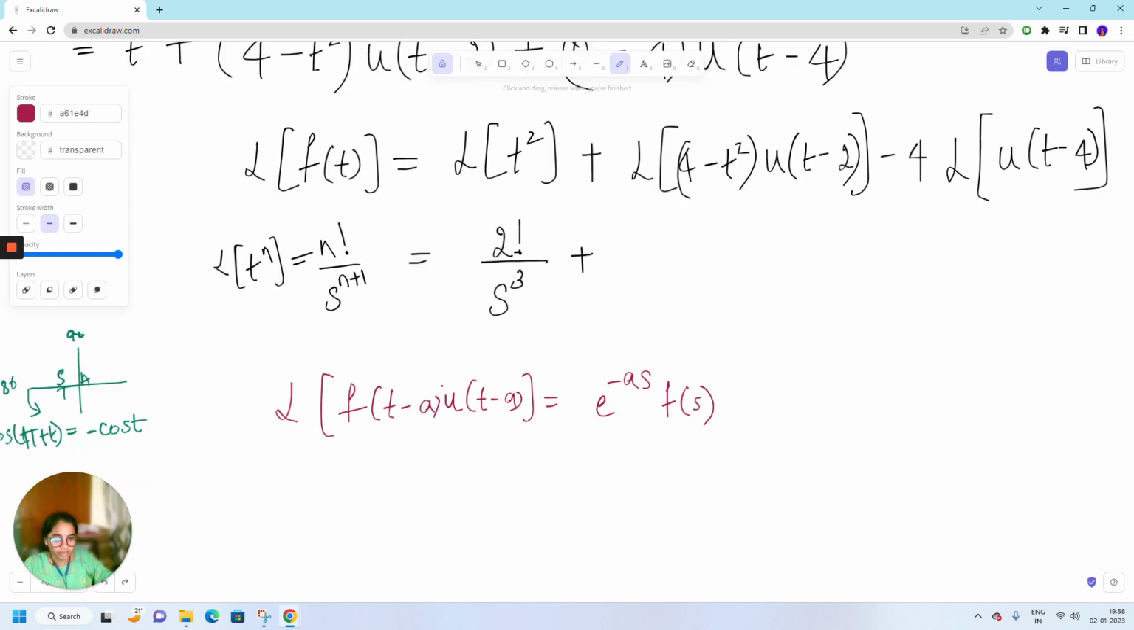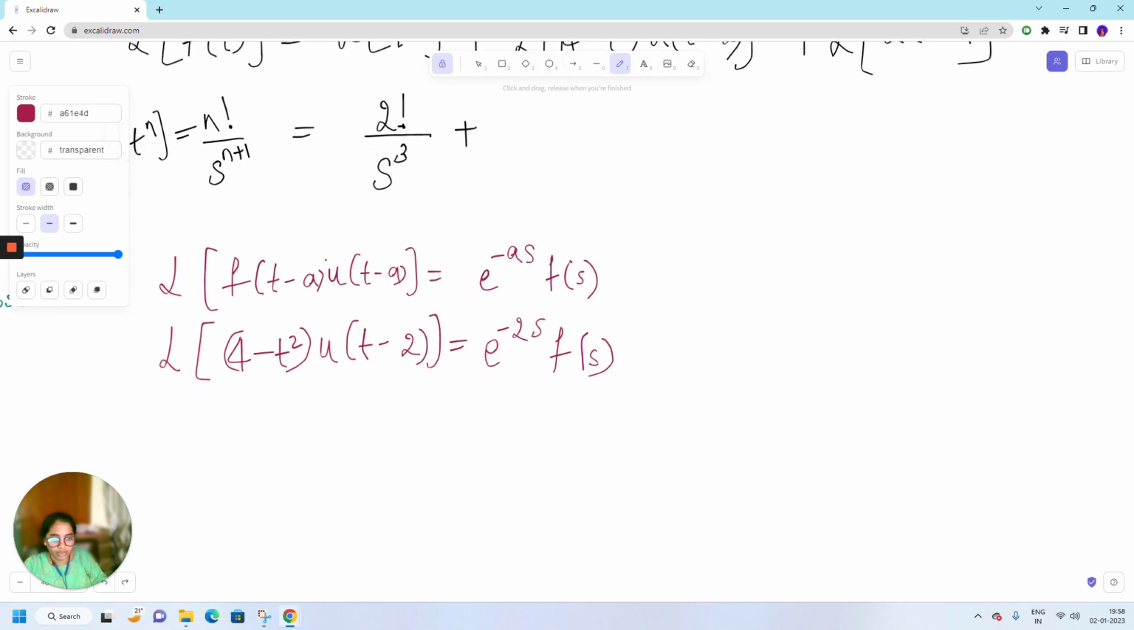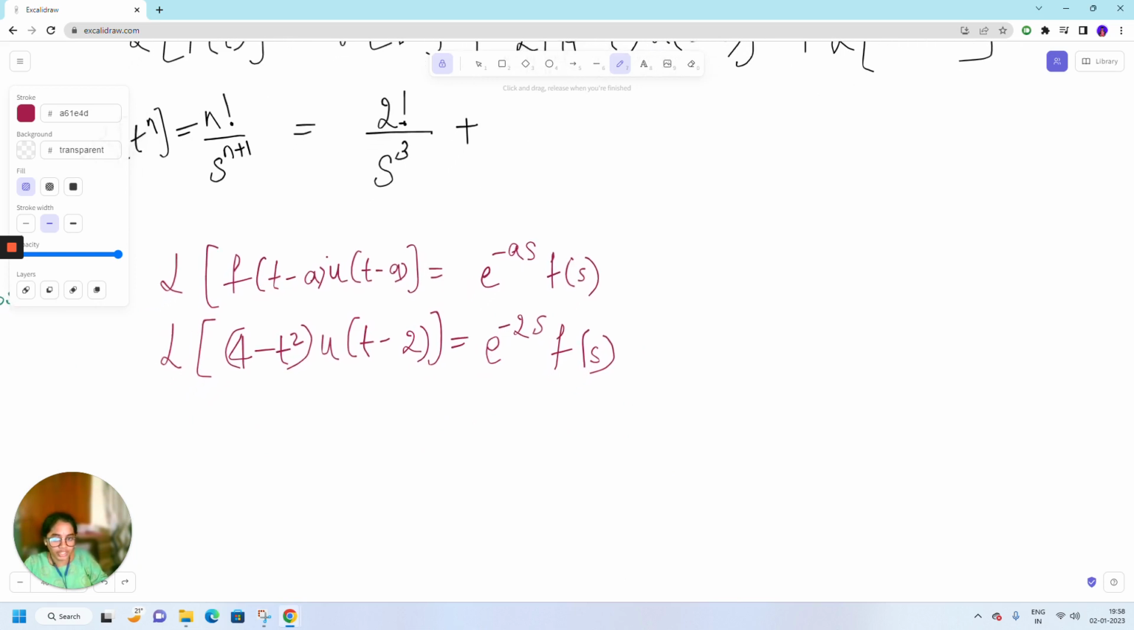Okay, what do I have in place of a? I would have to find Laplace of 4 minus t square into u of t minus 2. What do you have in place of a? I have 2, right? Let me substitute that, e power minus 2s into f of s. Okay, so now what should I do? I would have to find what is f of s. So first let me write down what is f of t minus 2. This is equal to 4 minus t square.